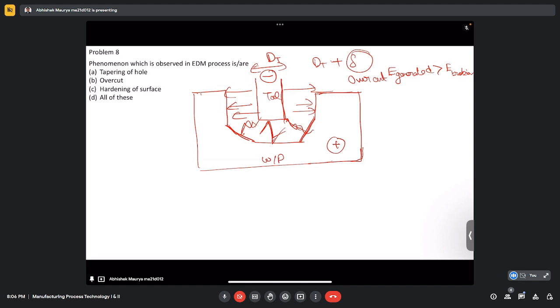And the third one is the hardening of the surface. Since locally there is a melting of material and a lot of temperature is generated, a small heat affected zone forms. Because of rapid cooling, a martensitic or hard phase forms, and that is a very hard phase. So that is called the hardening of the surface.